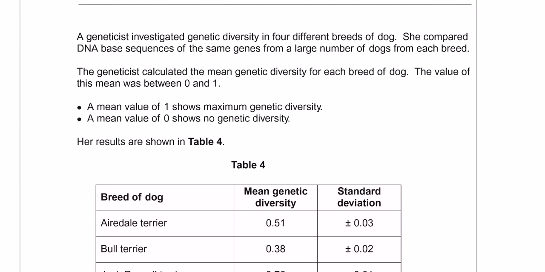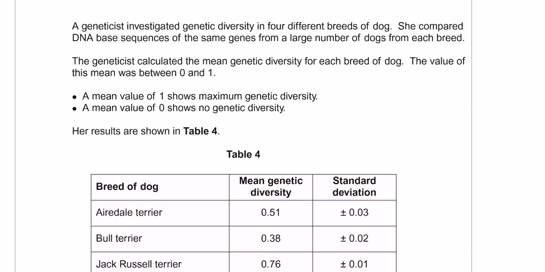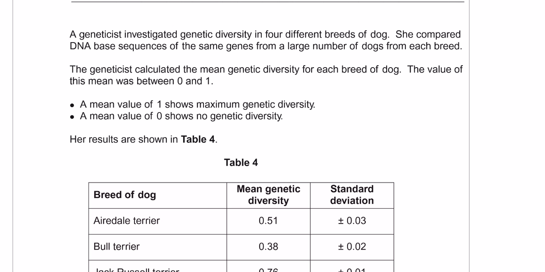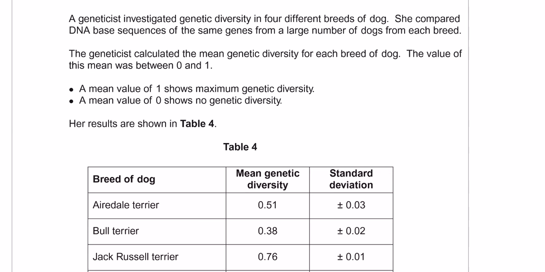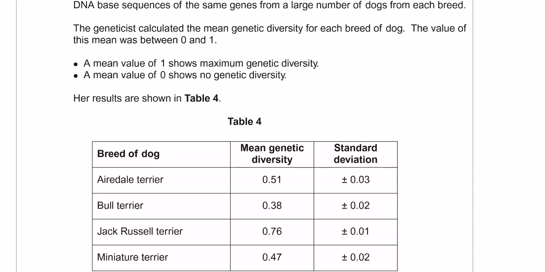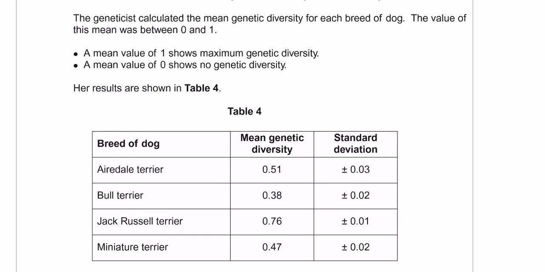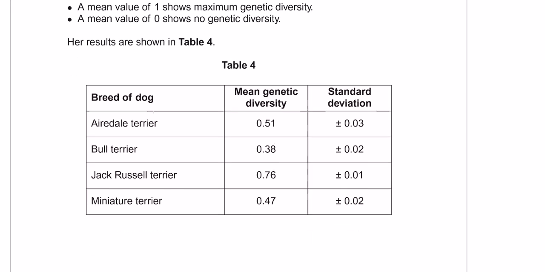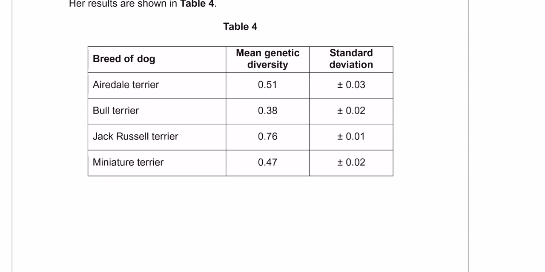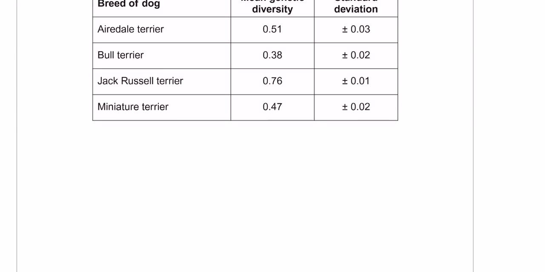For 11C, there is a large amount of information, so you need to read it very carefully. They're talking about genetic diversity of different types of dogs. They tell you a mean value of 1 shows maximum genetic diversity, 0 shows no genetic diversity. And what's most interesting there is they have done a standard deviation, so you can see the range of the data. So you can see the mean and the standard deviation.